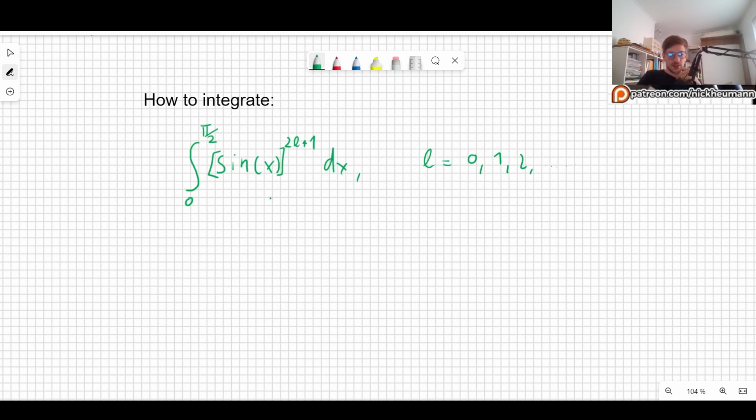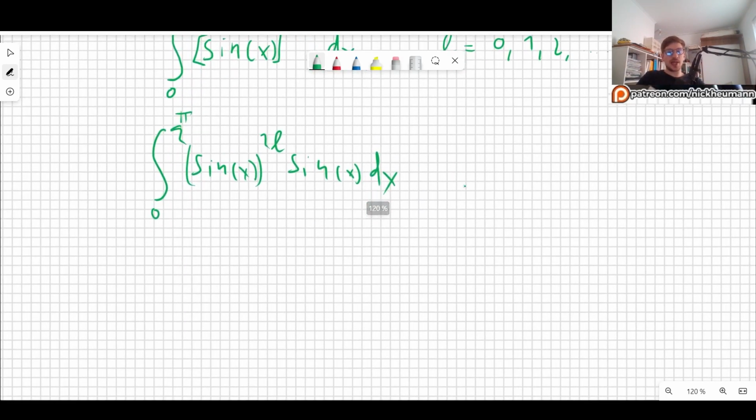So the way to solve this is to quickly rewrite this as sine of x to the 2l times sine of x dx. And now what we will do is use integration by parts, our favorite form of integration on this channel. So u is going to be one of these. Now I will choose this one because it's going to be quite easy to take the derivative of it. Integrating it, not so easy.